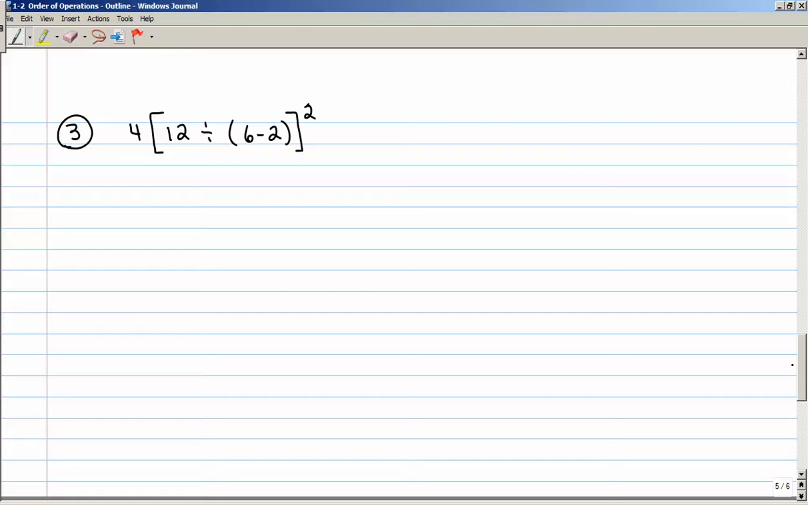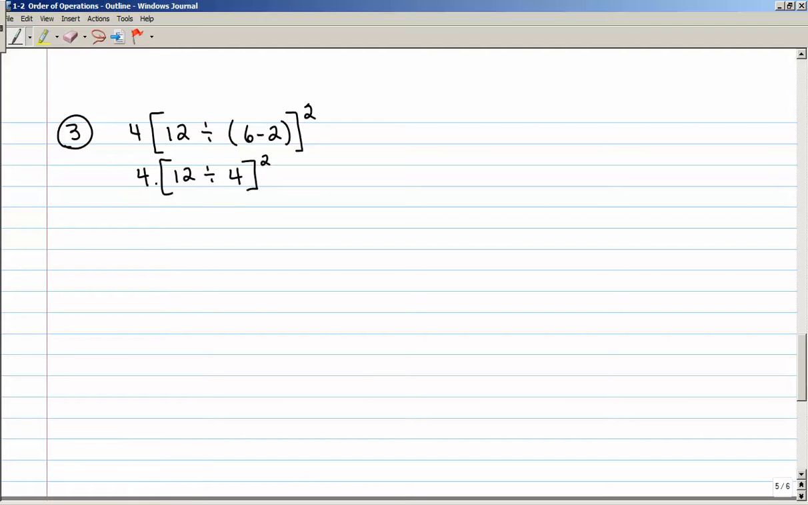Example number 3 throws in some square brackets, and don't be scared off by the square brackets. Just think of them as like additional parentheses. So I have 4 times the quantity 12 divided by the quantity 6 minus 2, and then the whole thing in square brackets is squared. So I need to work from the inside out. I have grouping symbols that are parentheses here and square brackets here. I'm going to start on the inside and deal with what's in the parentheses first. So 6 minus 2 is 4.